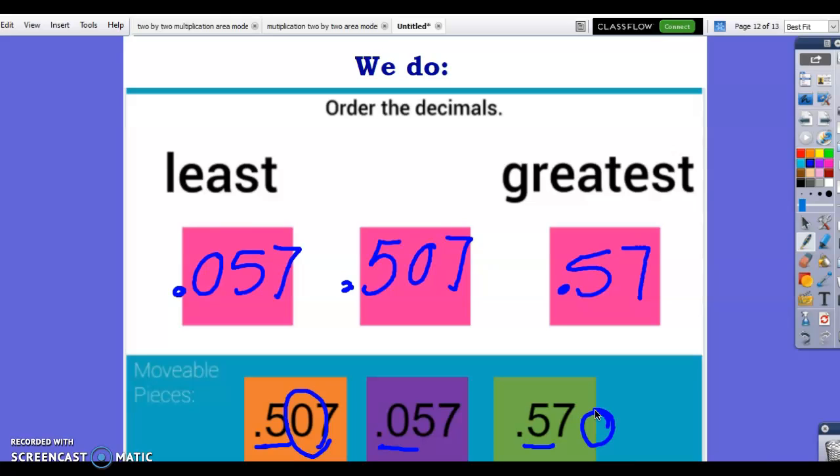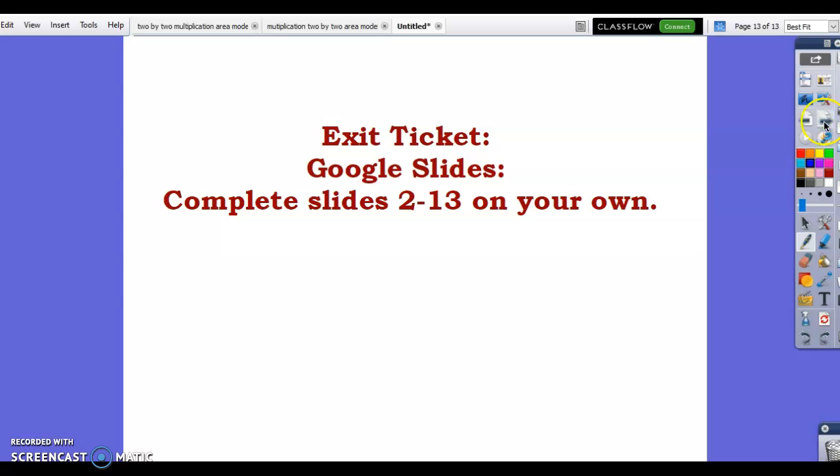So if you need to pause the video here and get your notes caught up, please feel free to do so. Again, this is just a review of what we were practicing yesterday. Now, what you guys are going to do for your exit ticket is your Google Slides. You are going to be completing slides 2 through 13 on your own.